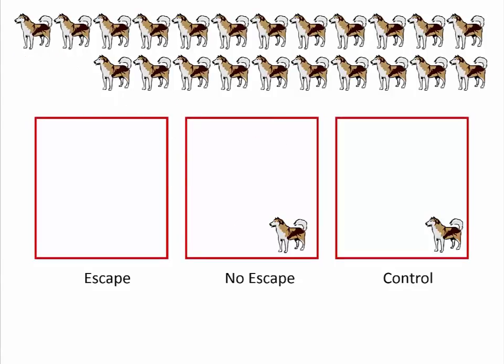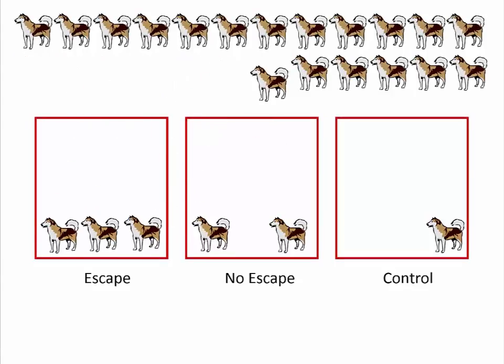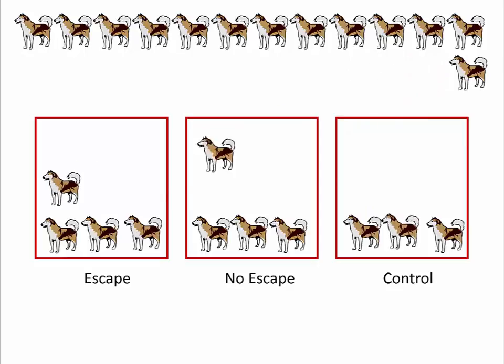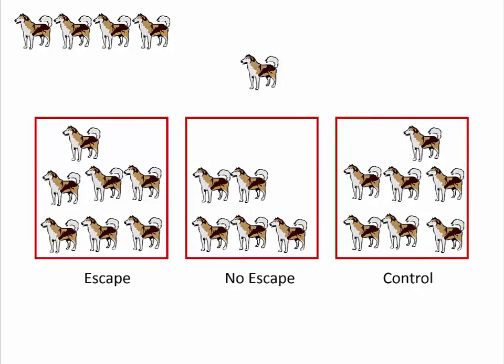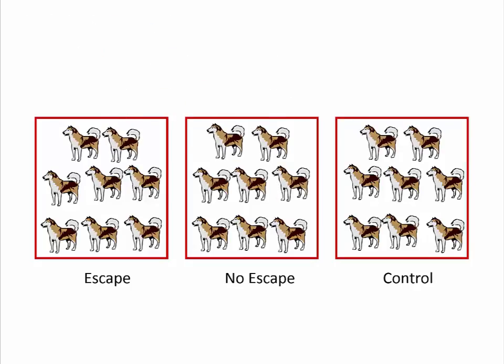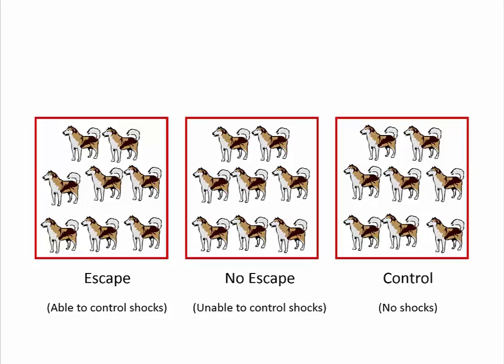In a study of learned helplessness published in 1967, Seligman and Maier reported an experiment in which 24 dogs were randomly assigned to three groups: escape, no escape, and control. Dogs in the escape and no escape groups were restrained and subjected to electric shocks. The dogs in the escape group could stop the shocks by pressing a panel with their heads, but the dogs in the no escape group had no control over the shocks. During this phase of the research, the control dogs did not receive any shocks.